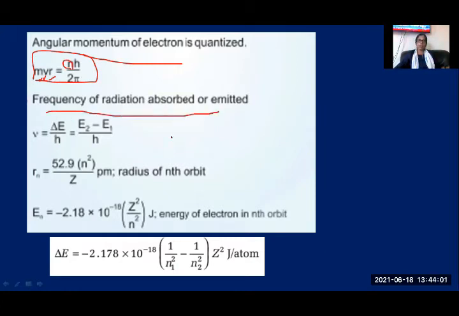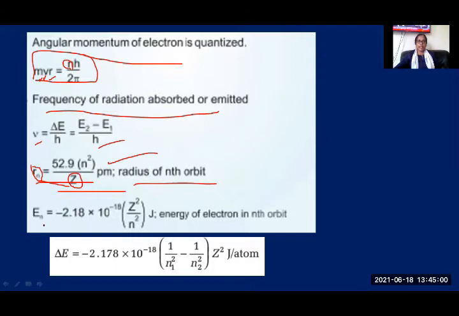Okay, the frequency of radiation absorbed or emitted, nu, is given by delta E by h, or E2 minus E1 by h. Another, the radius of the orbit is given by 52.9 into n square. Remember, this is for hydrogen or hydrogen like species. So what is a hydrogen like species? It has one electron only. For example, helium plus or lithium plus 2, all those are hydrogen like species. So in all of them the radius of the nth orbit will be 52.9 into n square divided by z, where z is the atomic number of the element. For hydrogenic it will be 1. Remember, this is a very very very important formula: r naught is equal to 52.9 into n square divided by z.